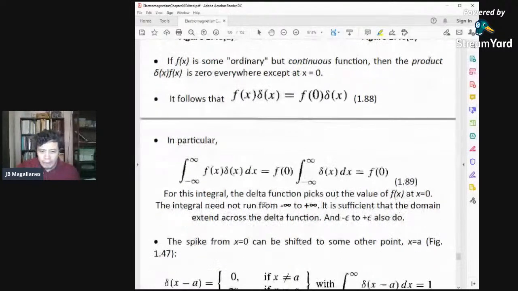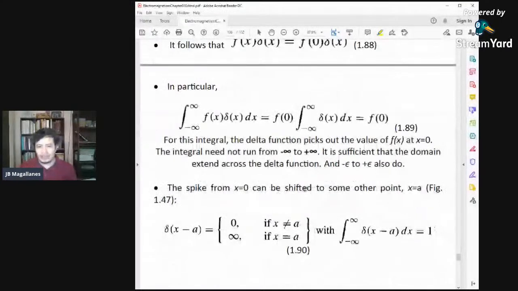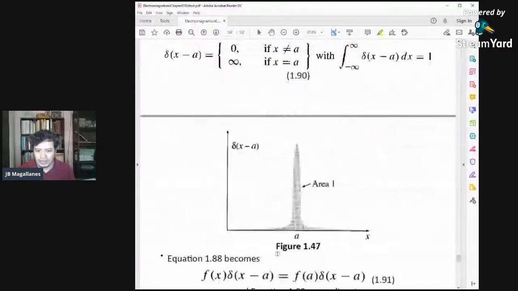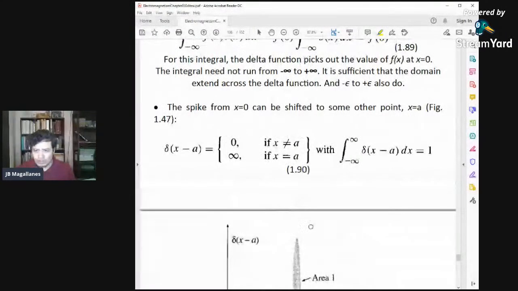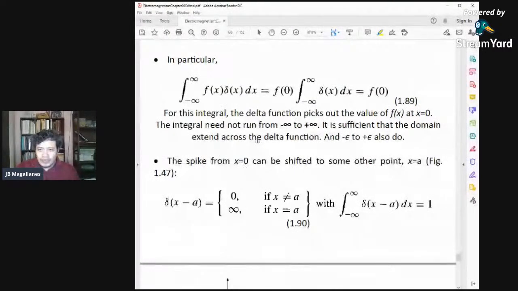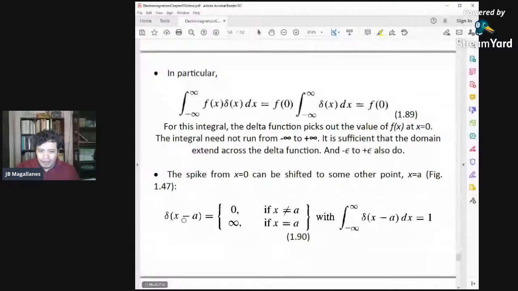Now, we can shift. Actually, the spike of the Dirac delta function can be shifted, like here, for example. It's not now at 0. It's now at x equal to a. So the Dirac delta function can now be redefined with this.